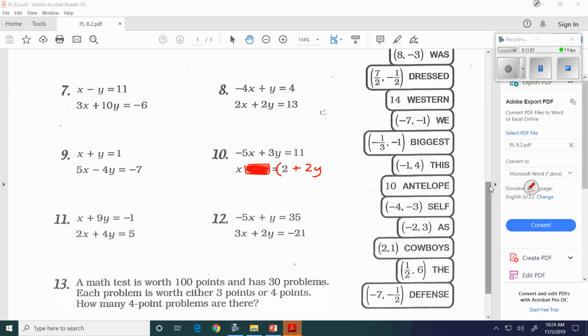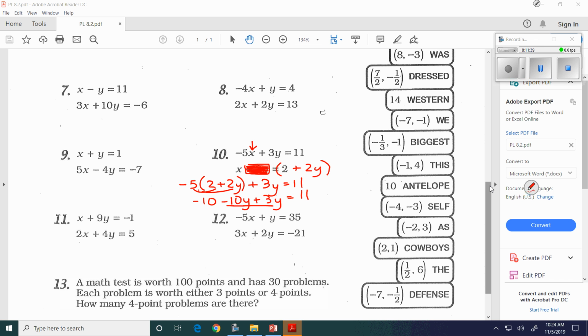Again, we have a binomial that we're multiplying right here times a monomial. So when we substitute it in, we want to put it in parentheses. Negative 5 times 2 plus 2y. Copy the rest of the problem, plus 3y equals 11. Our next step is to do the distributive property. So negative 5 times 2 is negative 10. And negative 5 times a positive 2y is negative 10y. Plus 3y equals 11.